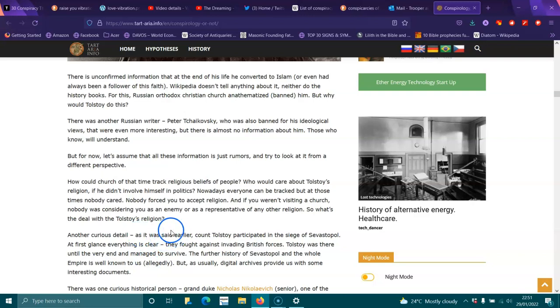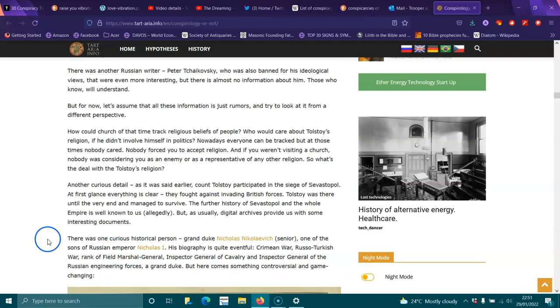Another curious detail, as was said earlier, Count Tolstoy participated in the siege of Sevastopol. At first glance, everything is clear. They fought against invading British forces, and Tolstoy was there until the very end and managed to survive. The further history of Sevastopol and the whole empire is well known to us, allegedly. But, as usual, digital archives provided us with some interesting documents. There was one curious historical person, Grand Duke Nicholas Nikolaevich Sr., one of the sons of Russian Emperor Nicholas I.